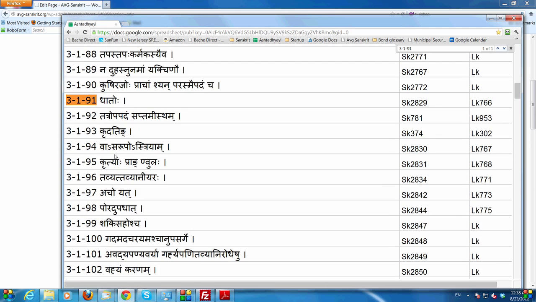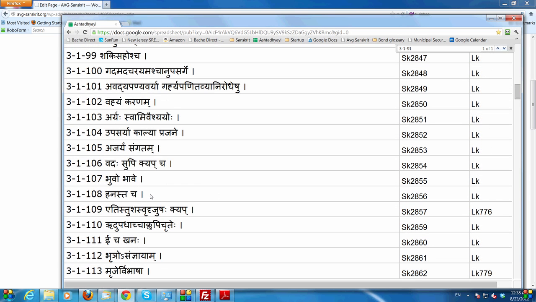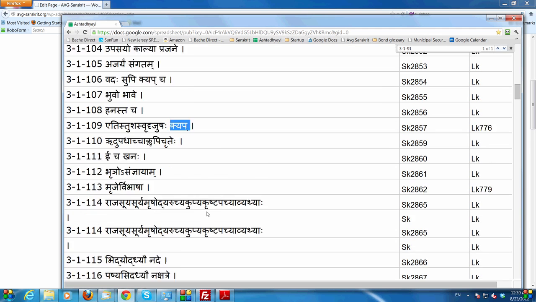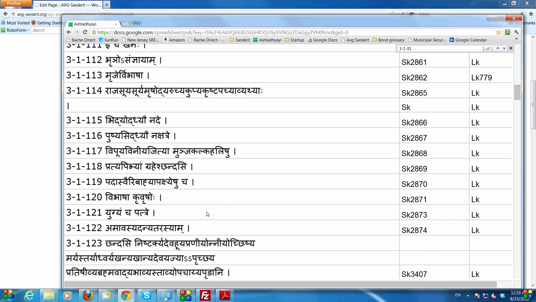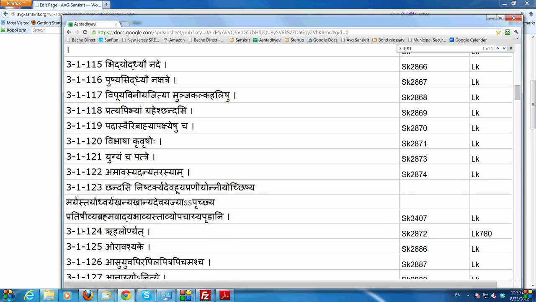The affixes here are tavyat, tavya, aniyar, prescribed by 3.1.96. Then we have the affix yat, prescribed by 3.1.97. Then we have the affix kyap, prescribed by 3.1.109. And we also have the affix nyat, prescribed by 3.1.124. So all these affixes get the Kritya sanya.